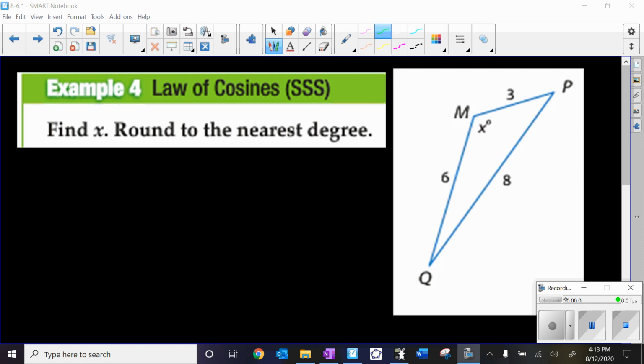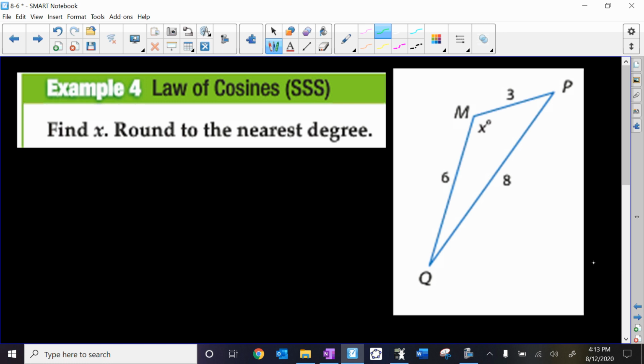We can also use the law of cosines to find missing angle measures within a triangle. So in this case, I have a triangle, a non-right triangle, and 3 side lengths are given to me. Again, you can try and use the law of sines. You'll see that it doesn't work. You'll come up with 2 variables within the angles. So we have to go to the law of cosines.